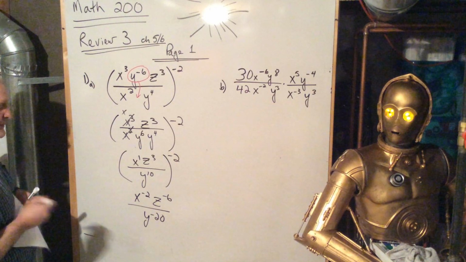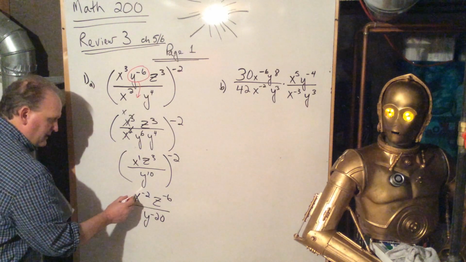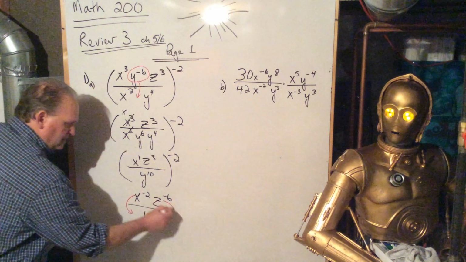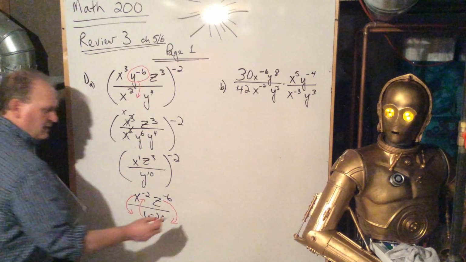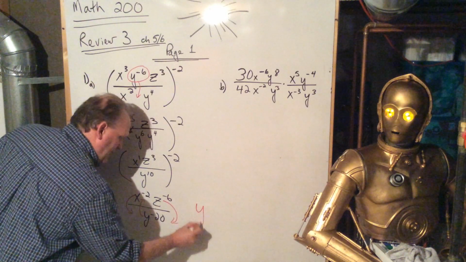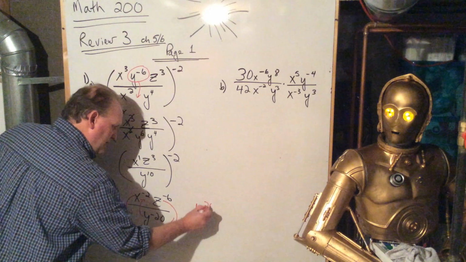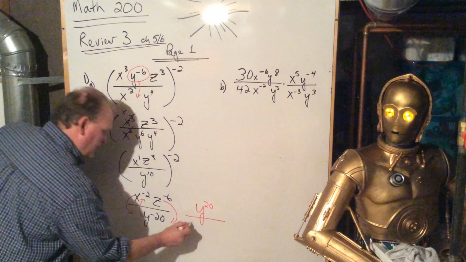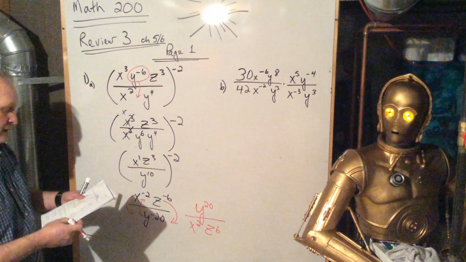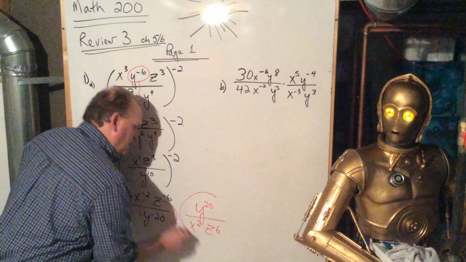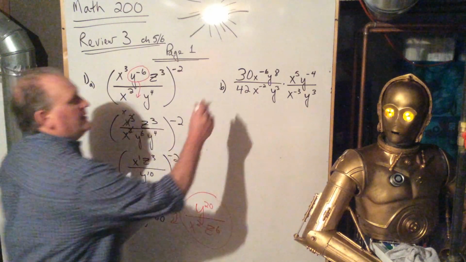So what we're going to do is anything that's negative gets shipped down if it's on top and up if it's on bottom. So our final answer is y to the 20th over x squared z to the 6th. That's it. All right.